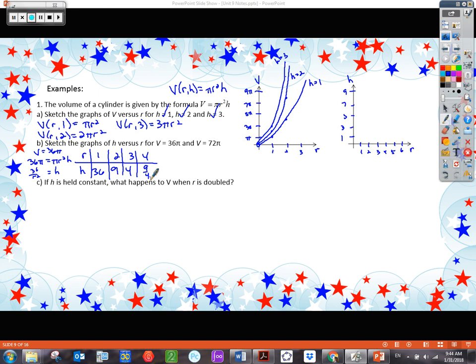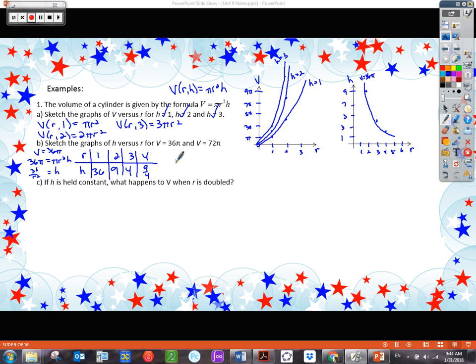Okay, so let's graph that. So at 2, I'm at 9. At 3, I'm at 4. And at 4, I'm at what, 2 1/4? So maybe here. So it looks like that, and that is V equals 36 pi. Okay, we okay with that? So let's do our other one.